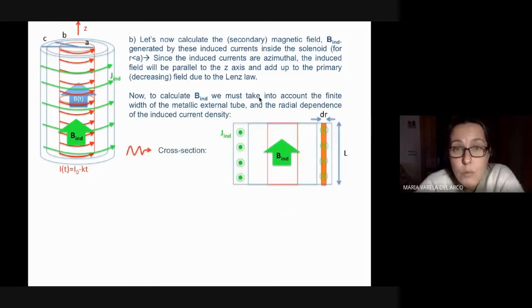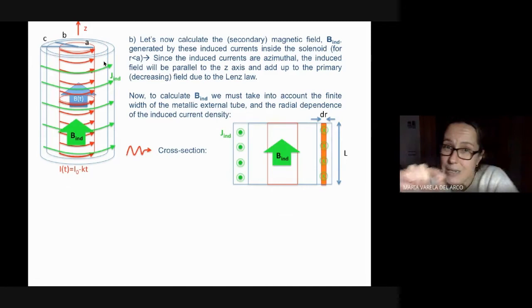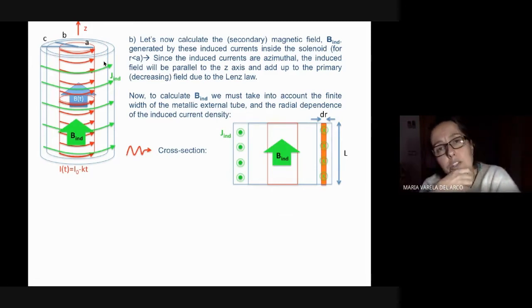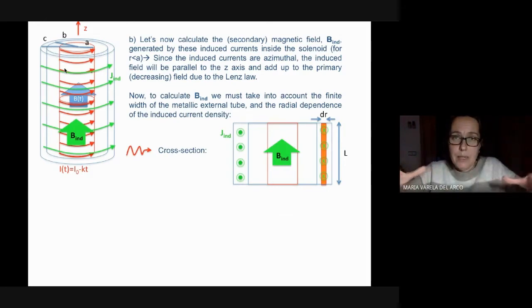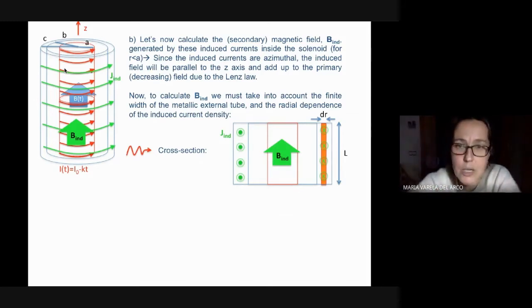So in order to calculate it, what we must take into account is that within the thickness of the metallic cylinder outside, the distribution of current is not homogeneous along the radial direction. It decreases with r. So we have to do an integration there. In order to calculate the total magnetic field inside, I'm going to think of this distribution of currents as a superposition of cylinders. Each one of them is like a solenoid. So if I just cut the system across the cross-section, this is what it looks like. Here is the inner solenoid I don't care about.